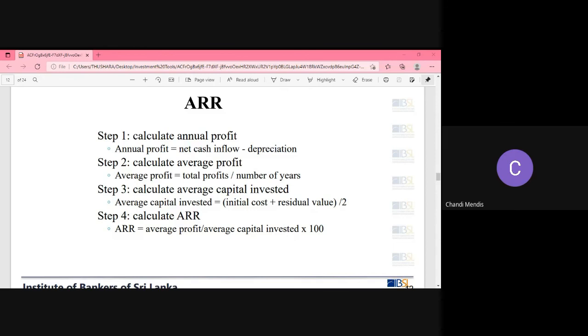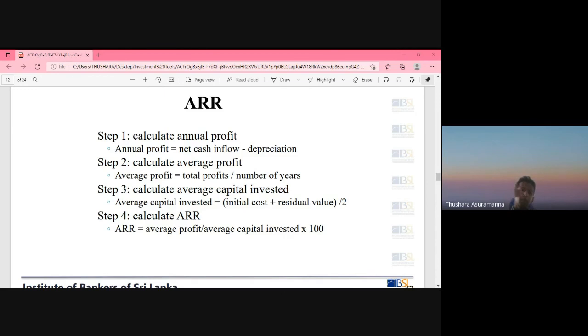I took it as 1 by 1. 25,000 divided by 1 and 20,000 divided by 2. Not that way, it's not like that. The number of years is 4. In step 2, it is total profit divided by number of years. Total profit is year 1, year 2, year 3, year 4: 70 divided by 4, 17,500. Then step 3.